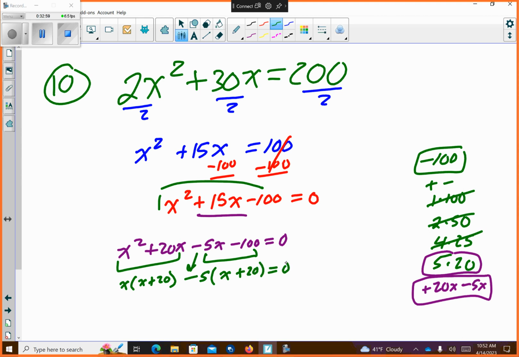All right. What are my answers? What are my answers? Good. X equals negative 20. X equals positive 5. Very good.